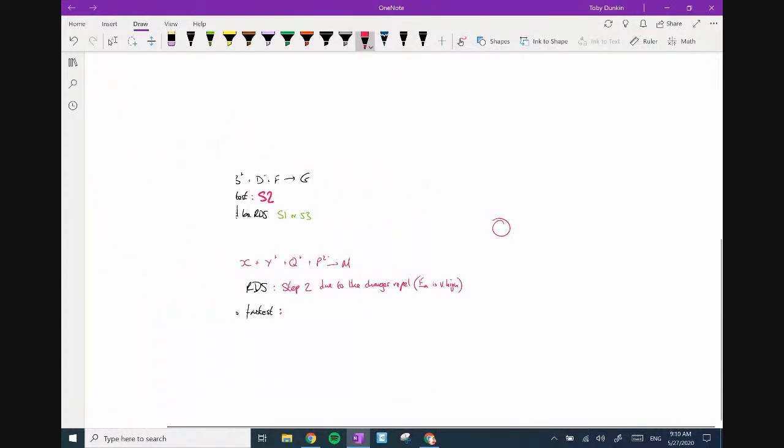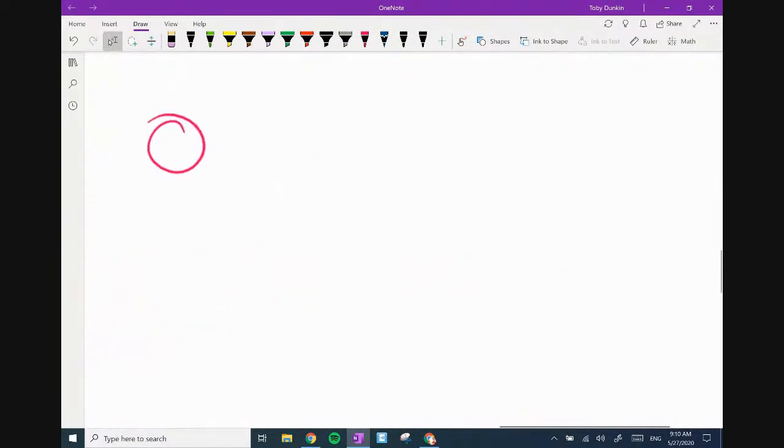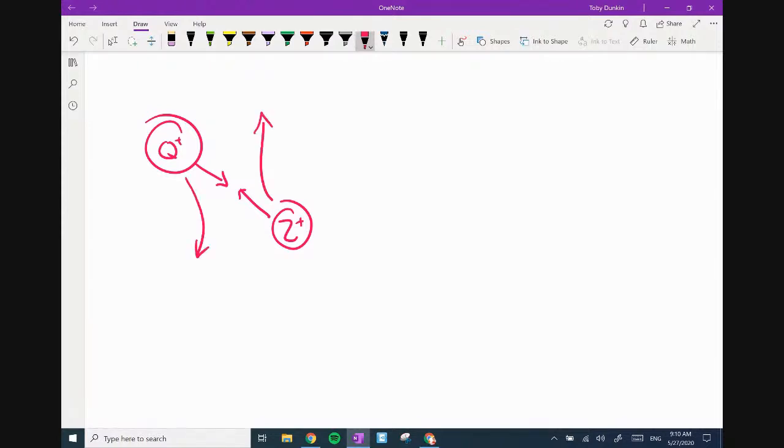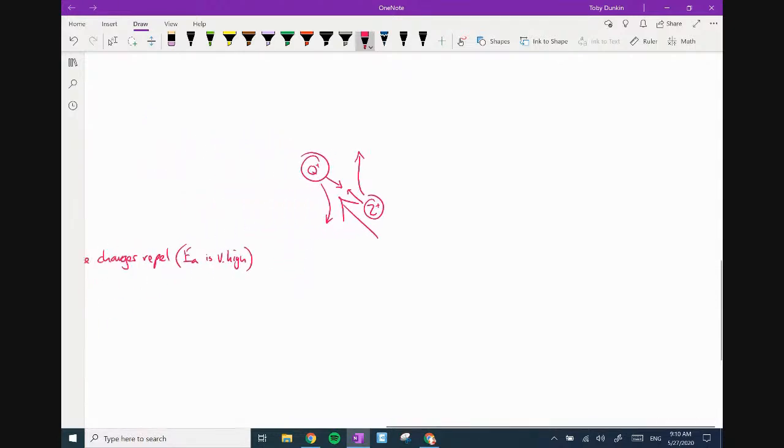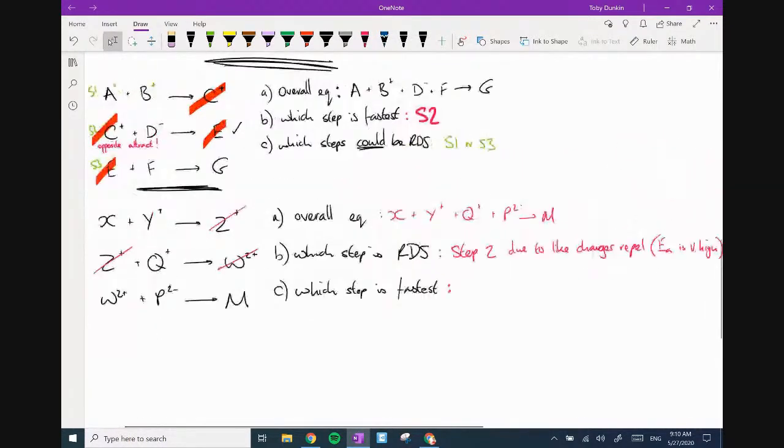Who did I actually have on this? I had Z plus and Q plus. So if we've got Q plus and Z plus, and these need to collide, the problem is they're going to repel each other, which means when they get close, they're going to be literally pushed apart. So in order to get these to collide, we're going to have to crank up the temperature to extreme amounts. So the activation energy is high, therefore the reaction's going to be very slow.